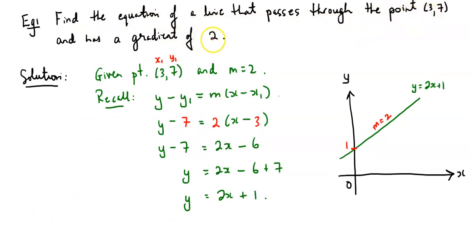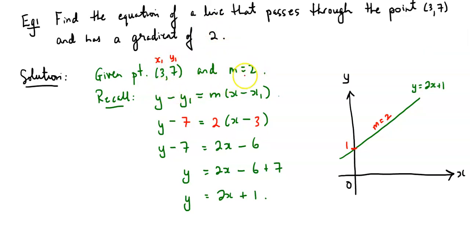Example 1: find the equation of a line that passes through the point (3, 7) and has a gradient of 2. Here we are given one point on the line and a gradient of 2. Clearly you can label (3, 7) as x1, y1, where x1 is 3, y1 is 7, and we're given the gradient m is equal to 2.